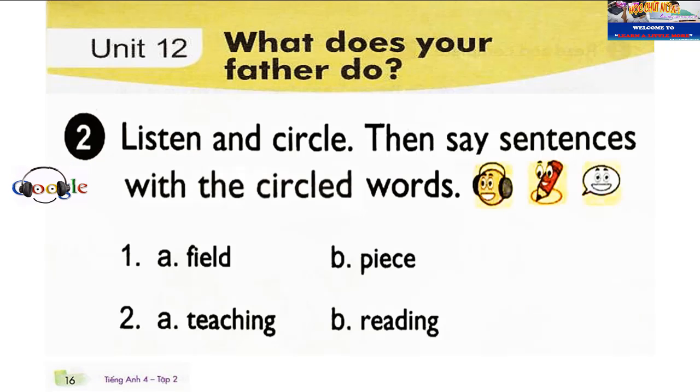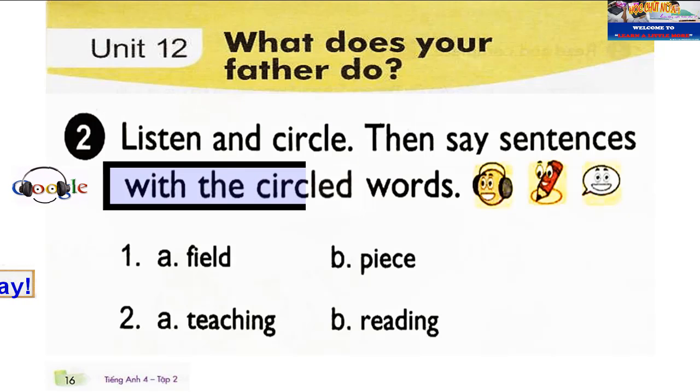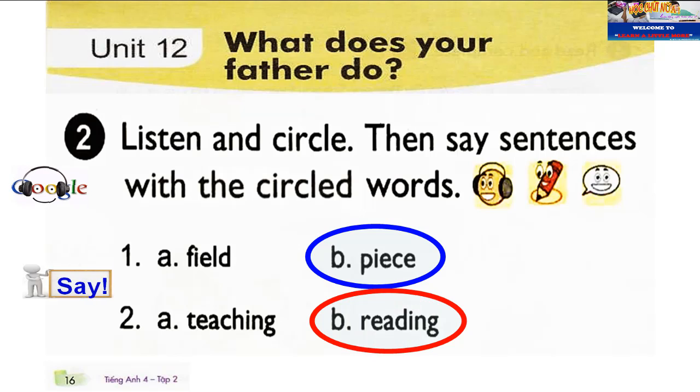Page 16. Activity 2. Listen and circle. Then say sentences with the circled words. 1. Where's my piece of chocolate? 2. Miss Tieng is reading a dictation.